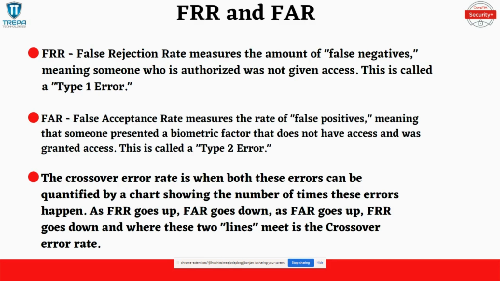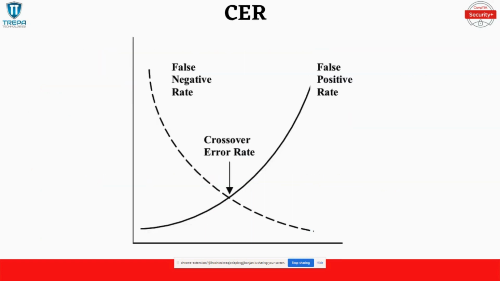When the two FAR and FRR lines meet on this line graph where we're quantifying it, that is called the crossover error rate, which is where we want our systems to be. We don't want a super high FRR and super low FAR. We want them to be somewhere in the middle where they meet on our graph. So let's take a look at that. So this is the crossover error rate chart, right? Where they meet in the middle. That's where we want our biometric systems to be, right here.